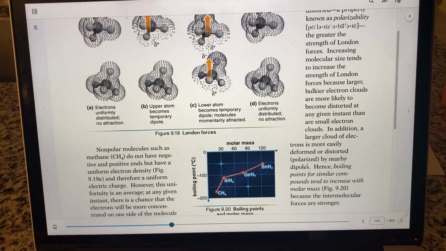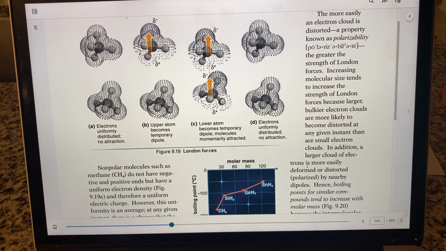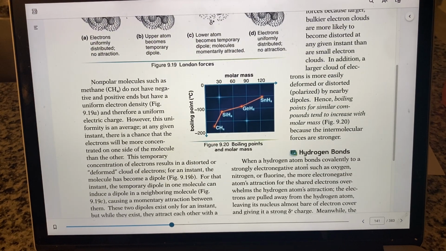Here we go. Right here. The more easily the electron cloud is distorted, a property known as polarizability, the greater the London force. So if it's distorted very easily and it's a bigger molecule, it's going to have more London force, is all that means. So boiling points for similar compounds tend to increase with the molar mass. Why is that? Let's look at this picture here, the boiling points.